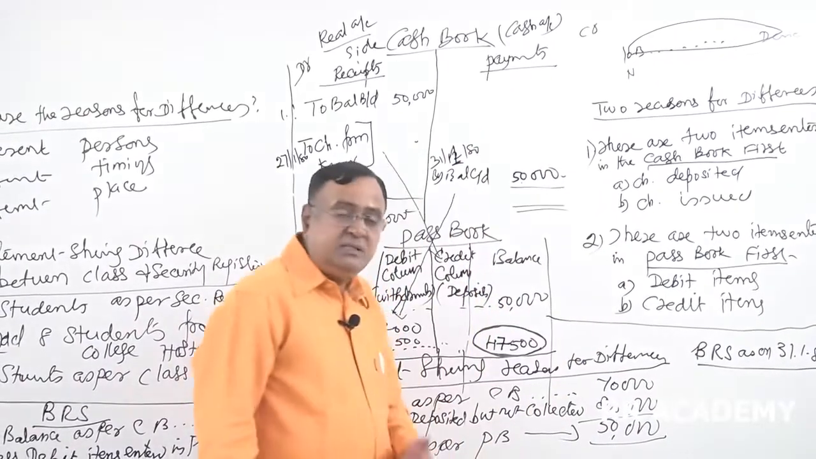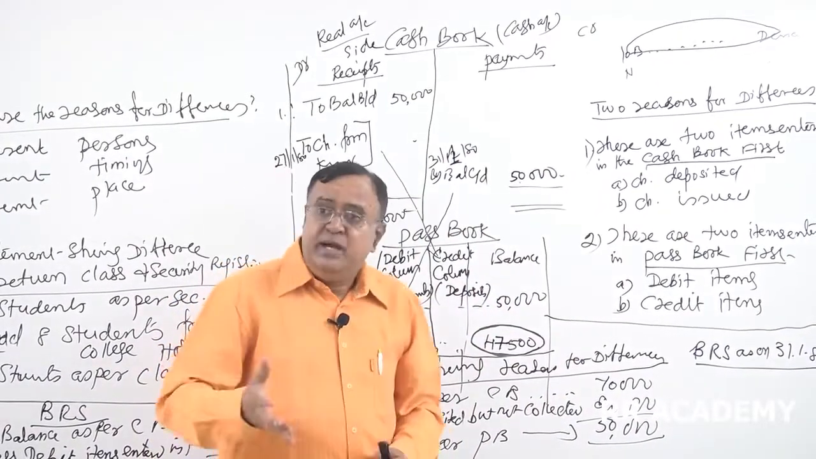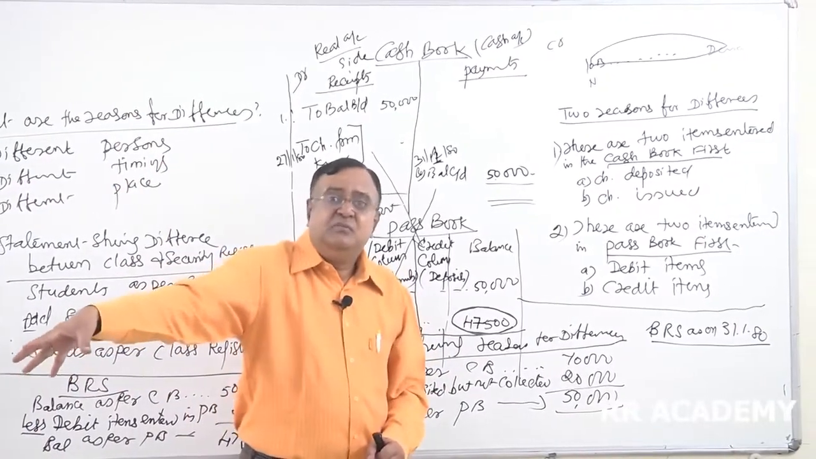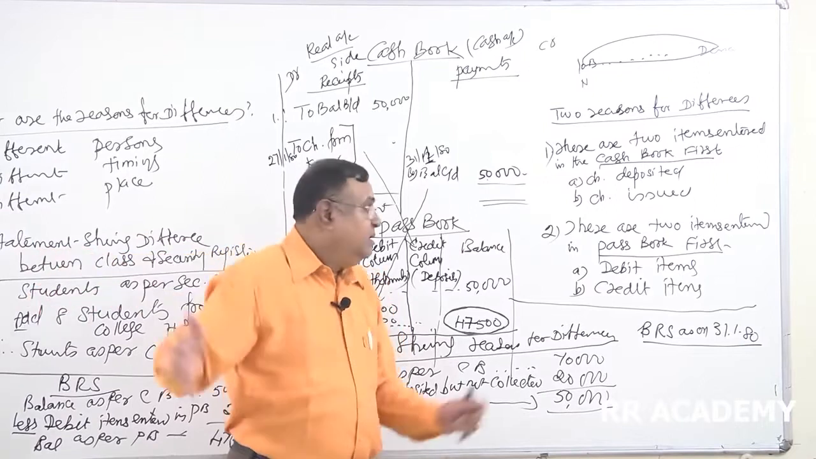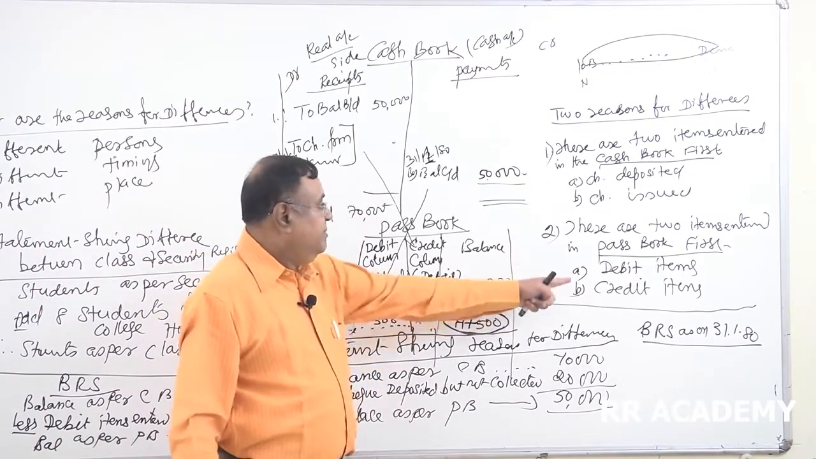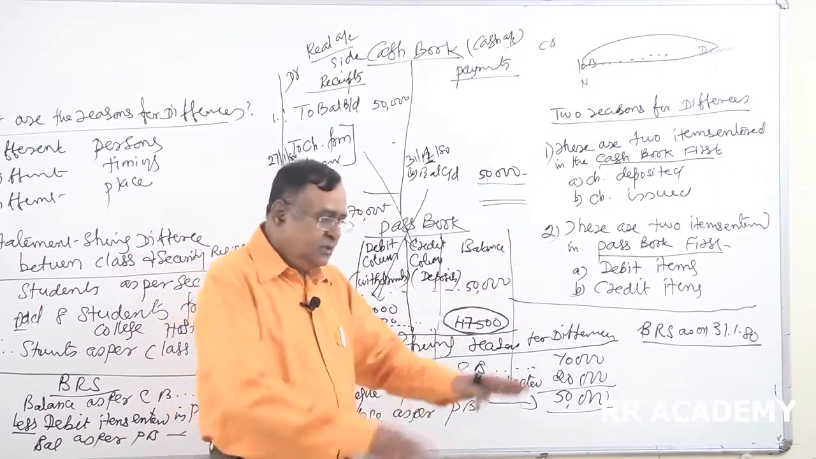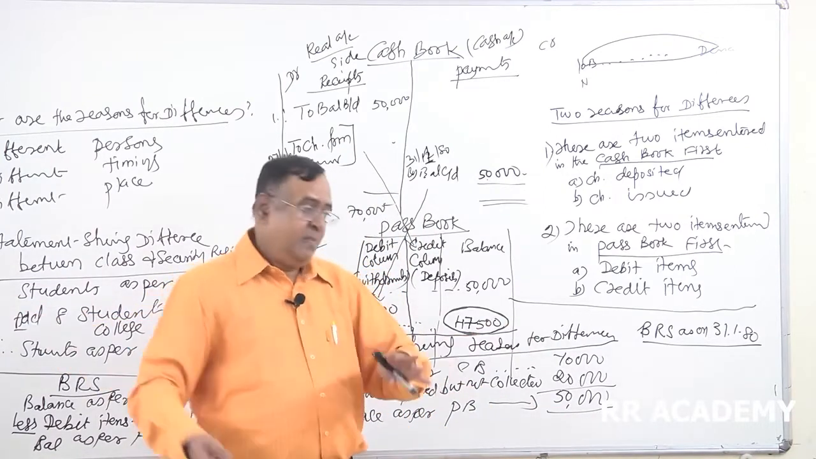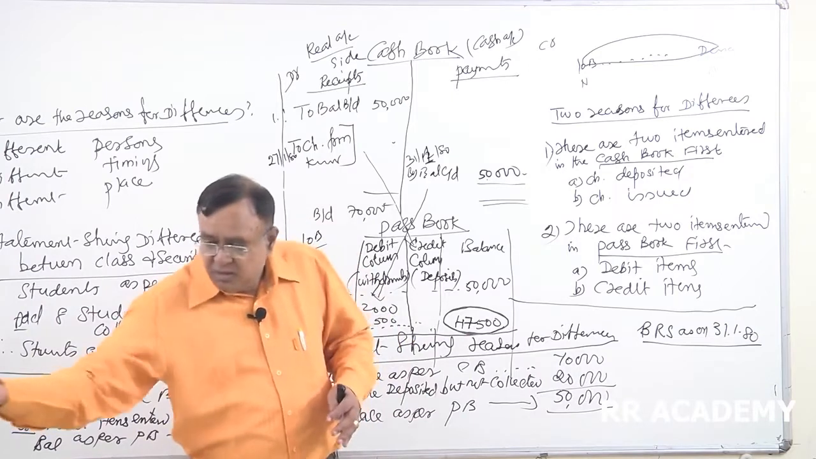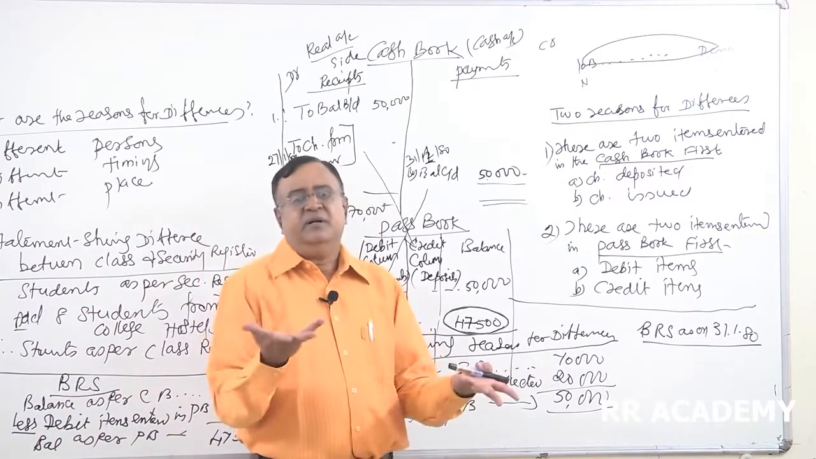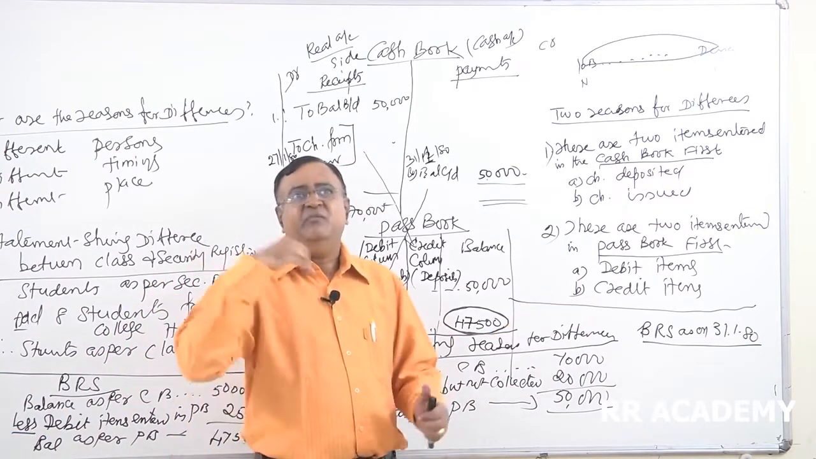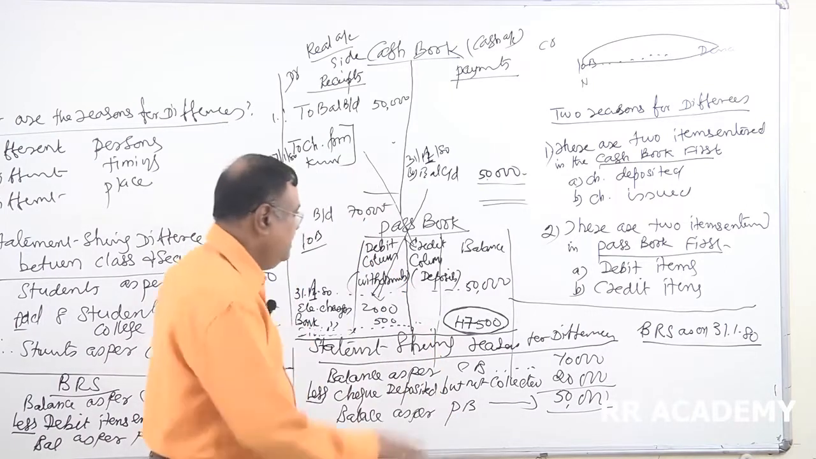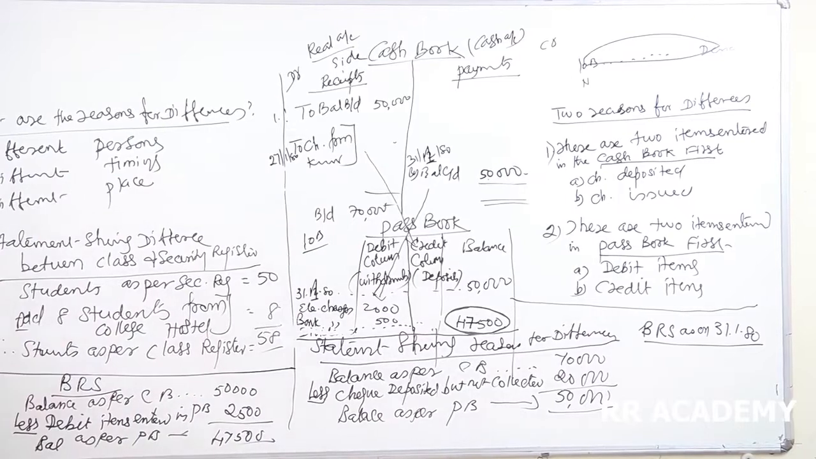Number two, likewise, there are two items which are entered in the passbook first. What are they? Debit items and credit items. First cash book, then passbook, difference. First passbook, then cash book, difference. That is why we have to prepare the bank reconciliation statement. Right, friends.